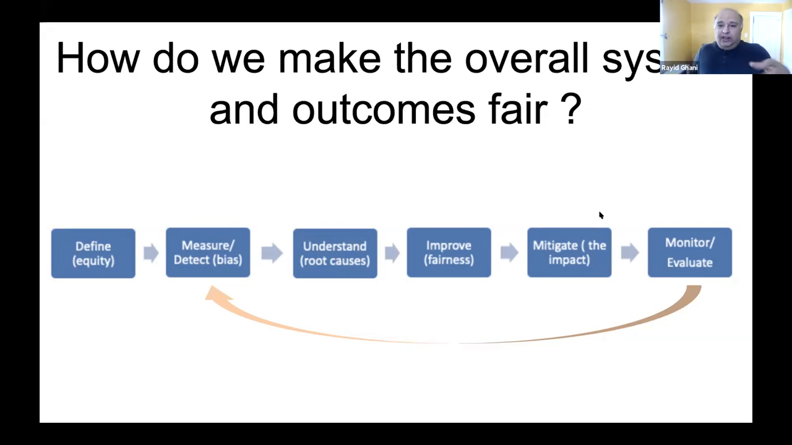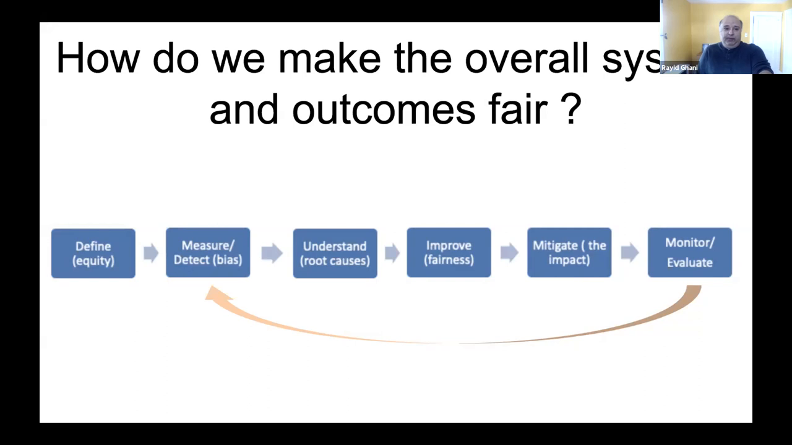So in a typical process, what we do is first start by thinking about what it means to be fair and equitable. For each of these problems, in the case of the school support programs or disaster relief, what does it mean to be fair? What does it mean to be equitable?